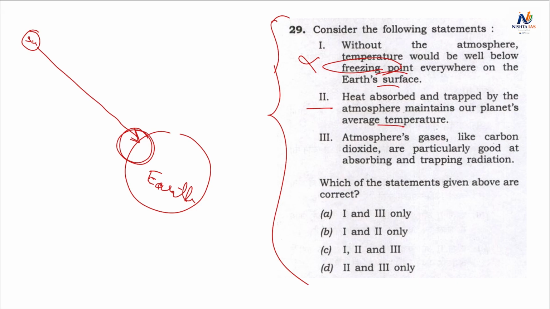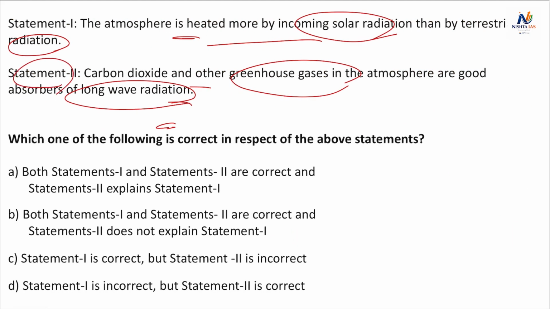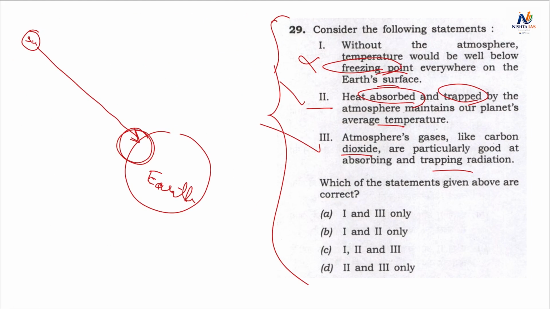And the second statement: heat absorbed and trapped by the atmosphere maintains our planet's average temperature. Yes, it is the absorbed and trapped sun rays that heat the atmosphere, and that is why the heat is distributed throughout the atmosphere. Hence the average temperature is maintained. Then, the atmosphere's gases like carbon dioxide are particularly good at absorbing and trapping radiation. Yes, the same statement which we saw here, the second one, came back here.